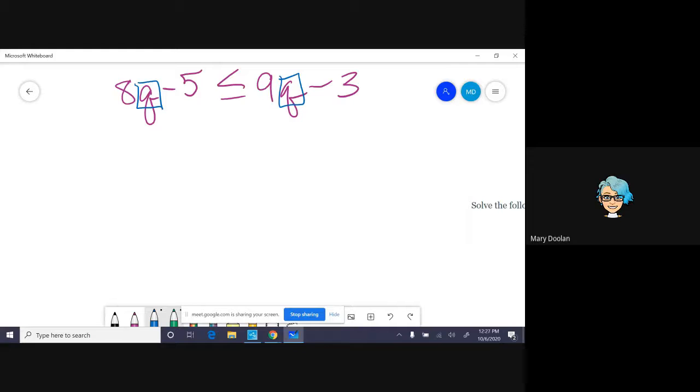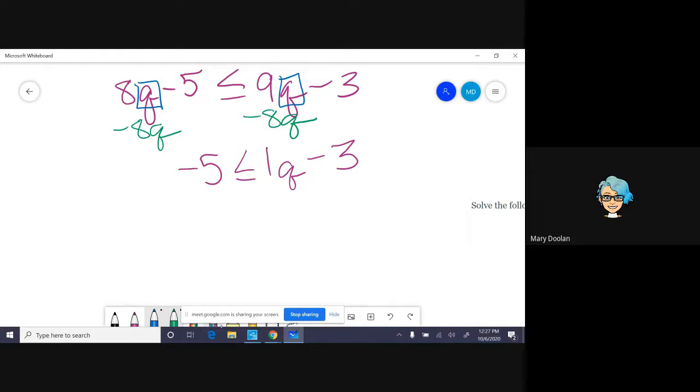So 8q, 9q. I can either subtract 8q from both sides, or I could subtract 9q from both sides. Maybe I want to subtract 8q from both sides because I know that 9 minus 8 is 1 and it's not negative, so I don't have to deal with a negative. That leaves me with negative 5. Notice that minus sign is still here. Less than or equal to 9q minus 8q is 1q. I could write the 1 or I could leave it off. It doesn't matter. Minus 3.